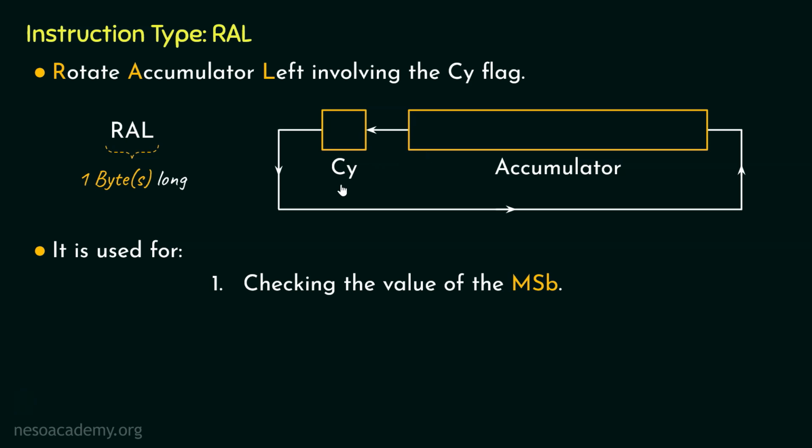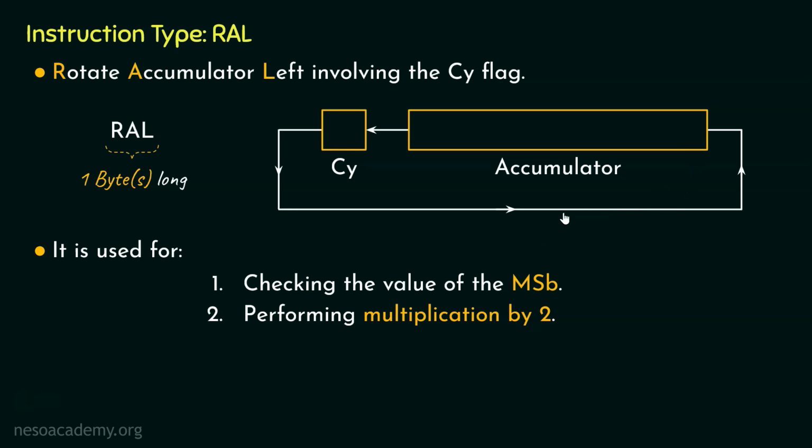So by the end of the operation, if we check the contents of the carry flag, we will know what was the value of the most significant bit. That is, whether it was the bit 1 or the bit 0. Now this instruction RAL can also be used for performing multiplication by 2, just like RLC. But before we do that, we need to make sure of two things. The first thing is, the carry should include 0, because the bit 0 will then become the least significant bit.